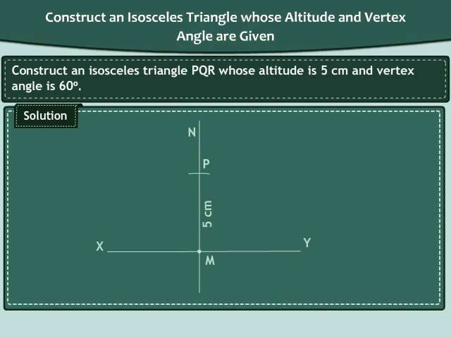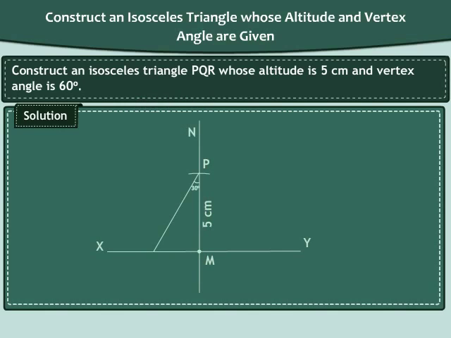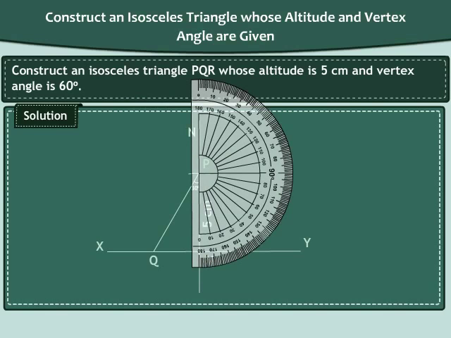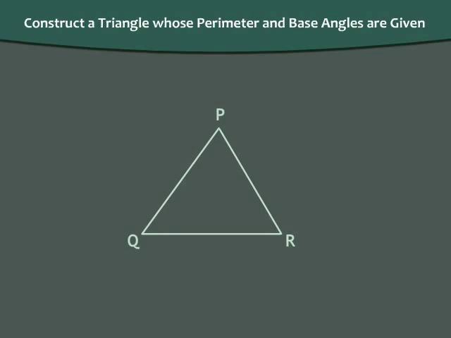Construct Q and R on XY such that angle MPQ is 60 degrees by 2, that is equal to 30 degrees, and angle MPR is 60 degrees by 2, that is 30 degrees. Thus, PQR is required triangle. Let us construct a triangle whose perimeter and base angles are given.